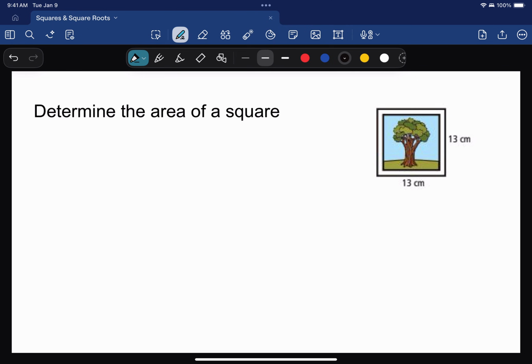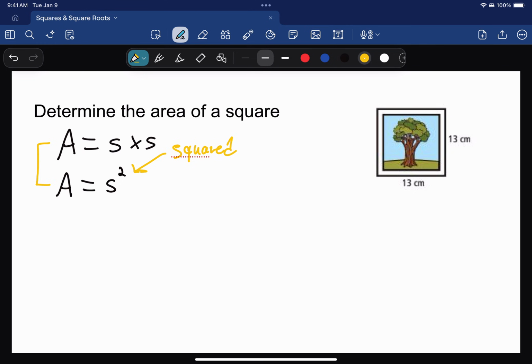So let's look at some questions we're going to get. Determine the area of a square. Remember, we said the area of a square is the side length times the side length. Another way we could write that is the area of a square is the side length squared. When we write a little mini 2 up above, it means squared. So these two things are the exact same thing. S times S is the same as S squared with a little 2.